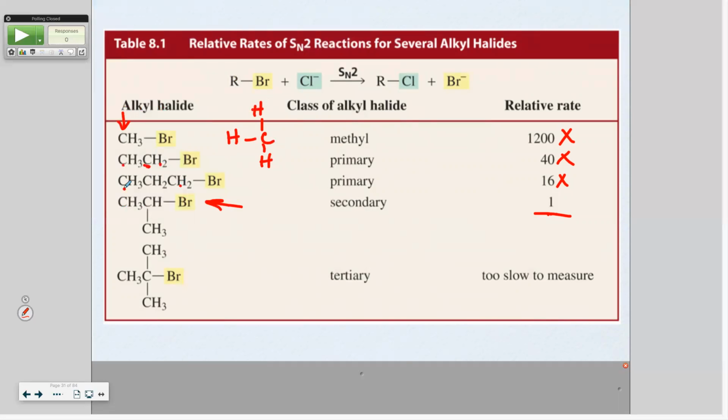This has 2 hydrogens and an ethyl. And what did we have on that weird one? I want to write over here. We had an isopropyl and 2 hydrogens. So what's happening is as these groups are getting bigger, the reaction is getting slower. That tells us something about the mechanism. And look at this one. They didn't get a number.